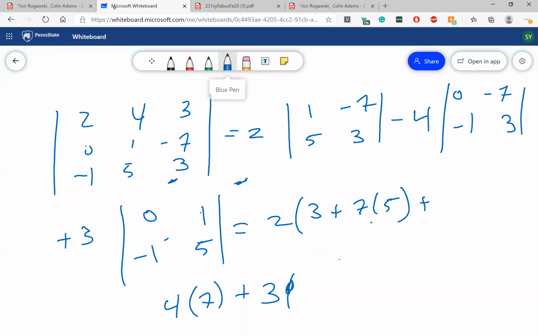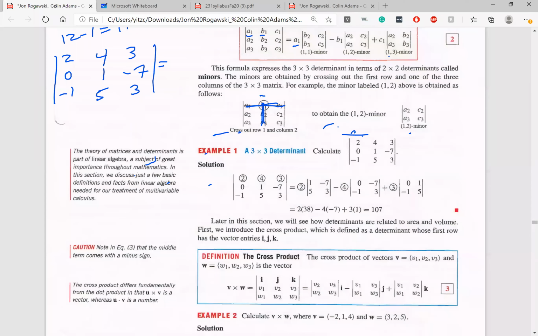4 minus 7. Oh yeah, perfect. Yeah, so that's our determinant.